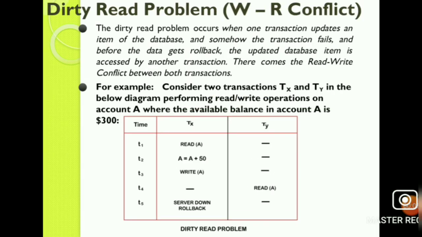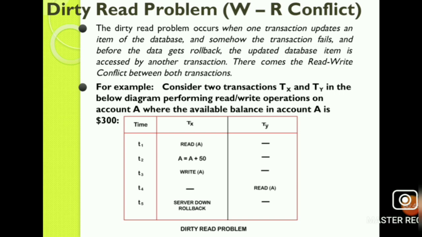The problem is the dirty read problem, that is called write-read conflict. The dirty read problem occurs when one transaction updates an item of the database, but the transaction fails before the data gets rolled back. So the updated data item is accessed by another transaction. There comes the read-write conflict. Let us consider the example. It has two transactions, Tx and Ty. It performs the operations read and write on account A, where the available balance of the account is $300.